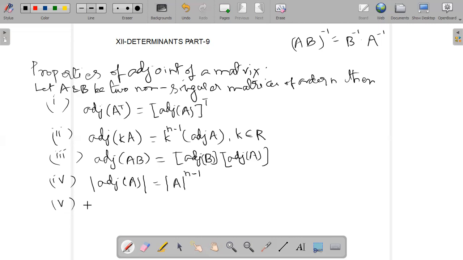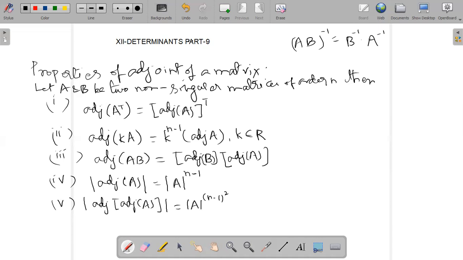And if you find adjoint of the adjoint of the matrix, means first find the adjoint of the matrix A and then again adjoint and then its determinant, then its value will be equal to the determinant of the matrix to the power n minus 1 whole square, because here we have taken 2 times, power will be square.